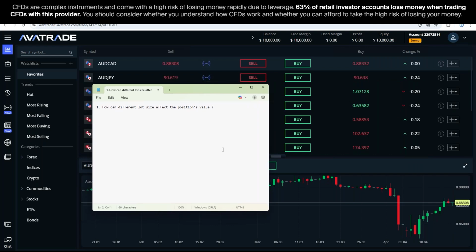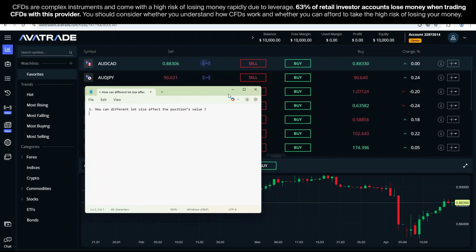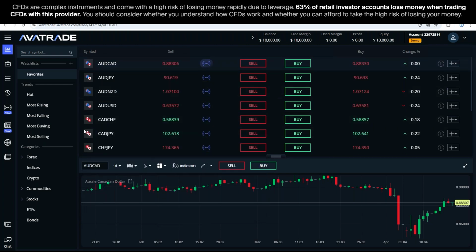So the question is, how can different lot size affect the position's value? Okay, that's an excellent question. Let's pick just one of the instruments we see in here. The facility we're using today is the WebTrader. The WebTrader is embedded in the website, which means that you don't have to download or install anything. You can access this interface simply by logging into the website with your email and password, and under trading platforms, just click on WebTrader. And you're supposed to see this default screen.